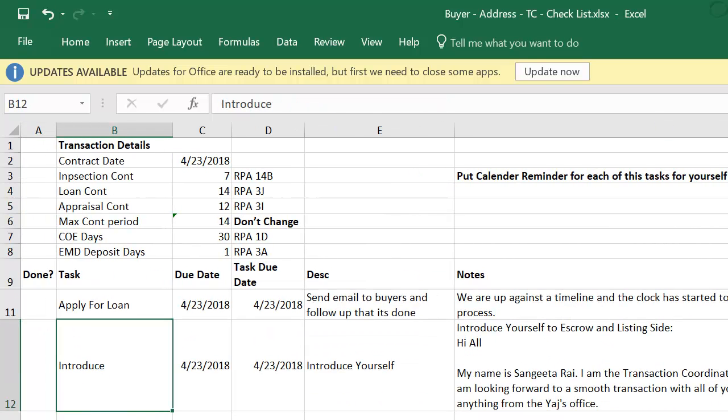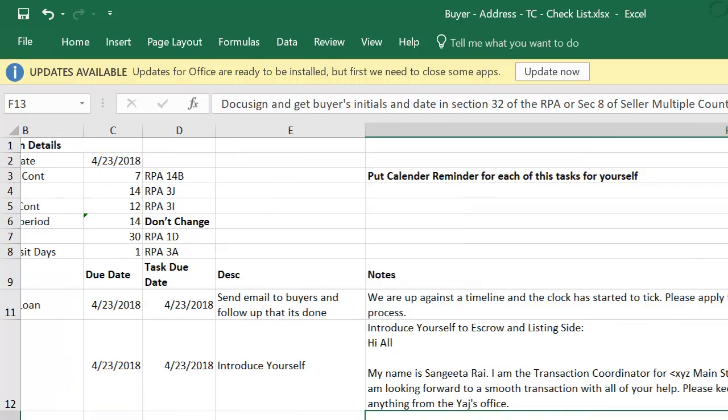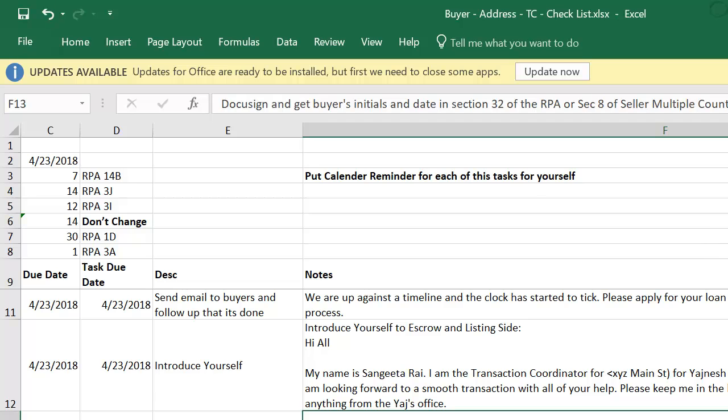Then there is acceptance acknowledgement. This is basically once the seller signs the contract, then the buyer is required to acknowledge that they have received the signed contract, and there is an initial that needs to be done in this section of the purchase agreement, so that we can do it through DocuSign.